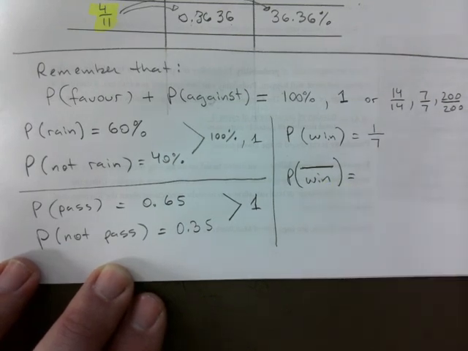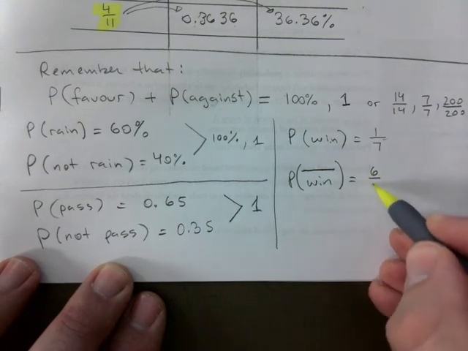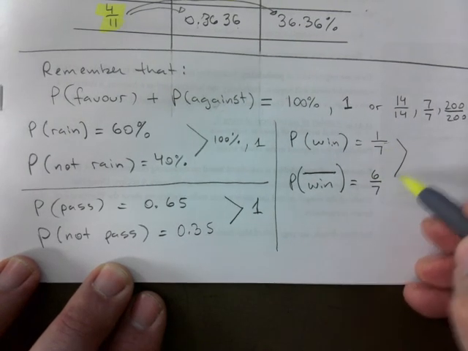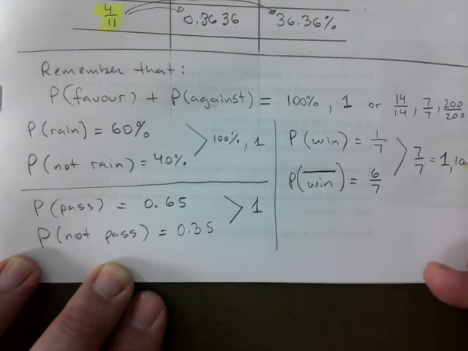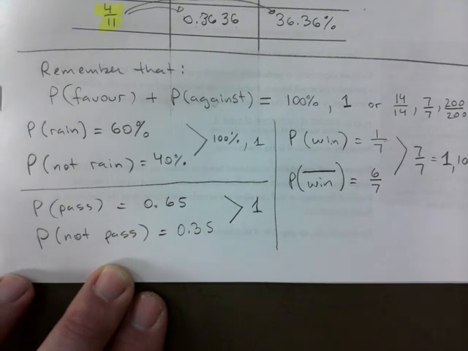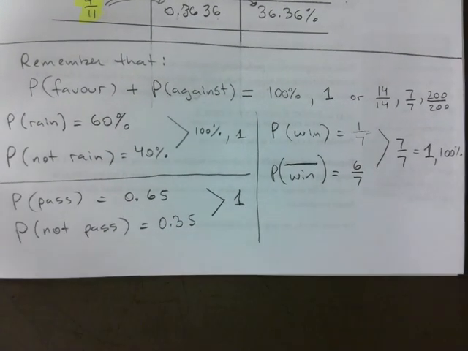What would be the probability of not winning if I told you that the probability of winning was 1 over 7? 6 over 7, right? So overall it's 7 out of 7, which is 1, which is 100%. So I need you to understand that something happening and something not happening always adds up to 100%. That's going to be very important for you to understand. It's a concept, and it's a very important concept.